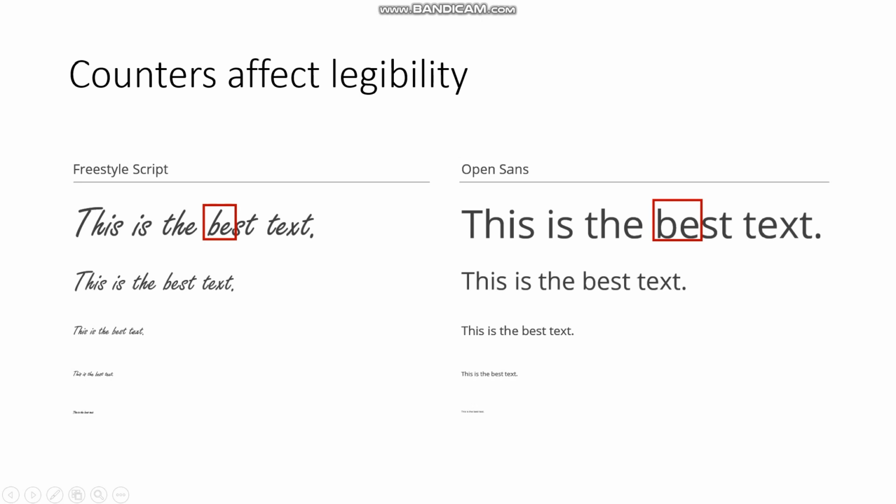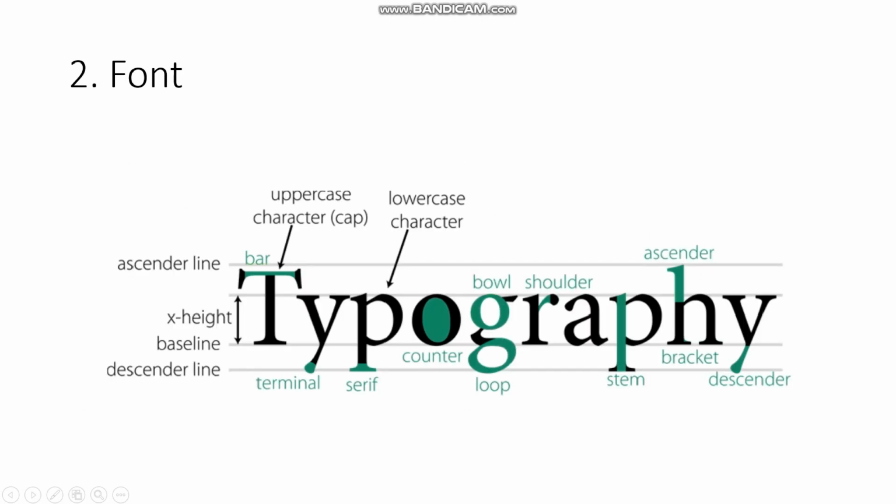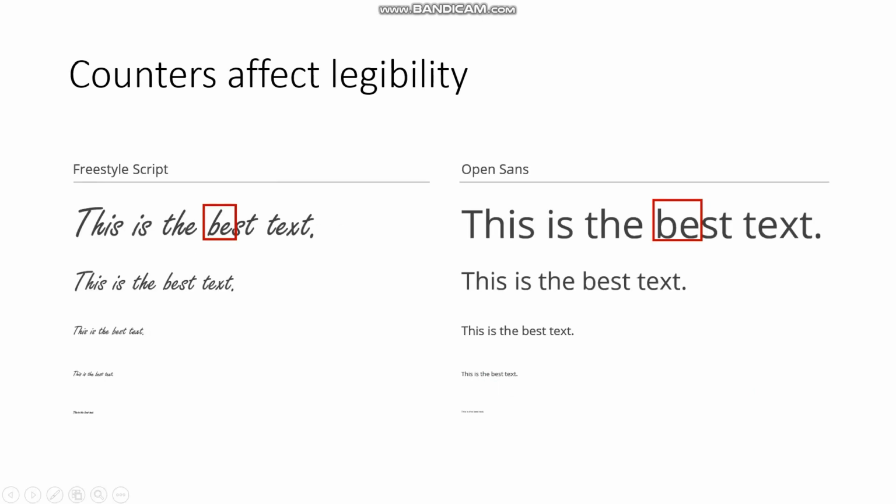So for the counter, you should find one that can be read from far away, which is not a freestyle script, but Open Sans does that. You can see the letters B and E here. Legibility means you can read the text.